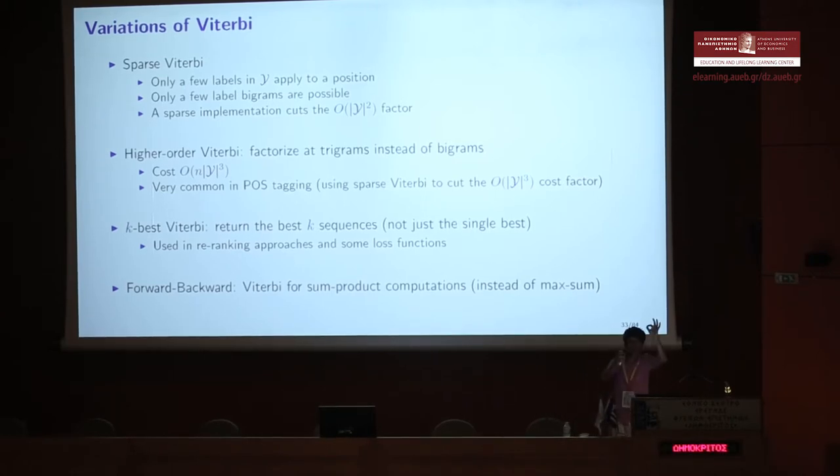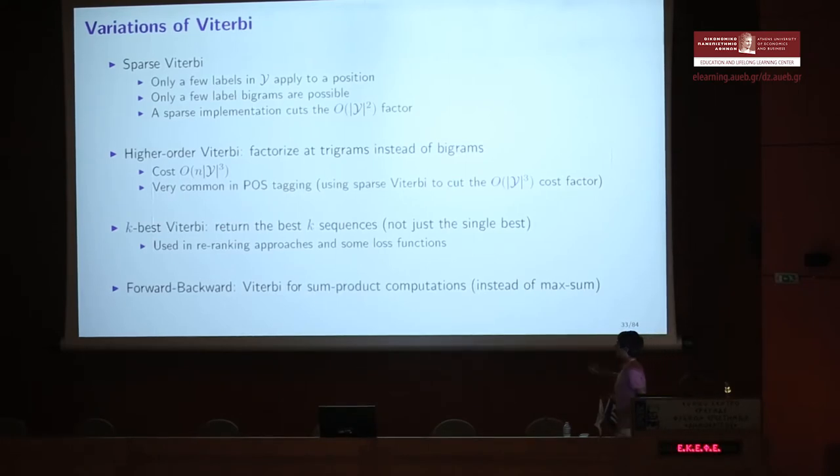And also transitions. Sometimes ahead of time we know that a transition is just not possible. So you can think of a sparse Viterbi that, instead of trying everything times everything, like in my equations, only considers the labels that apply to a position and only considers the label transitions, the bigrams, that are possible. So you are cutting on this factor. If the number of labels is 40 or 100, this factor is very expensive. Cutting it typically requires a sparse implementation.